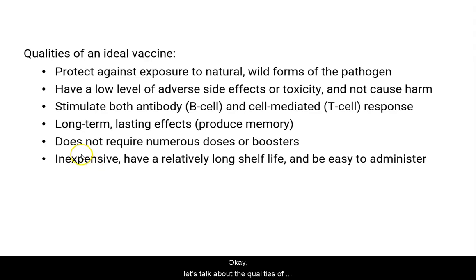Okay, let's talk about the qualities of an ideal vaccine. So an ideal vaccine is going to protect against exposure to the natural wild forms of the pathogen, right? That makes sense because that's the form of the pathogen you're likely to encounter. They're going to have a low level of side effects, low toxicity, and not cause harm to the person receiving the vaccine. Ideally, a vaccine would stimulate both B cell and T cell responses. That's not always the case, but ideally that's what you want.